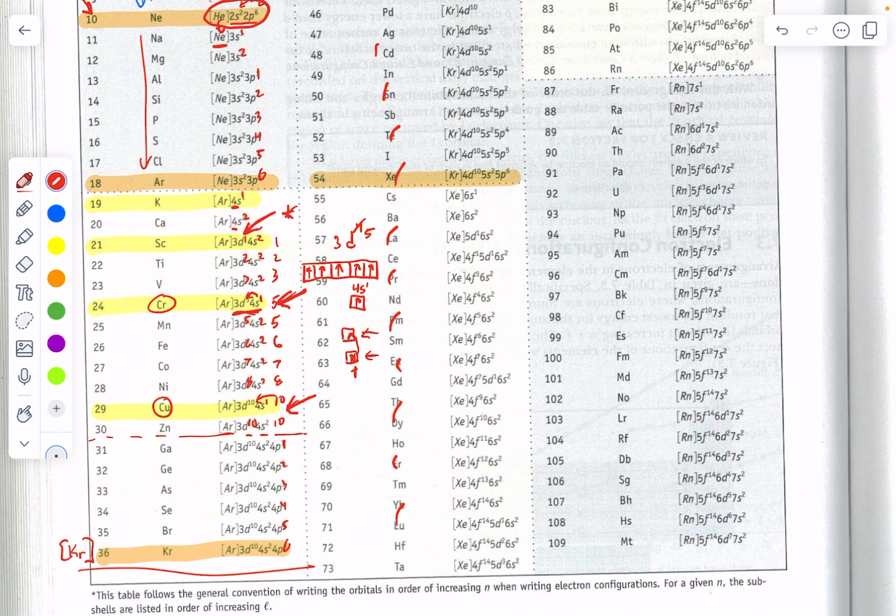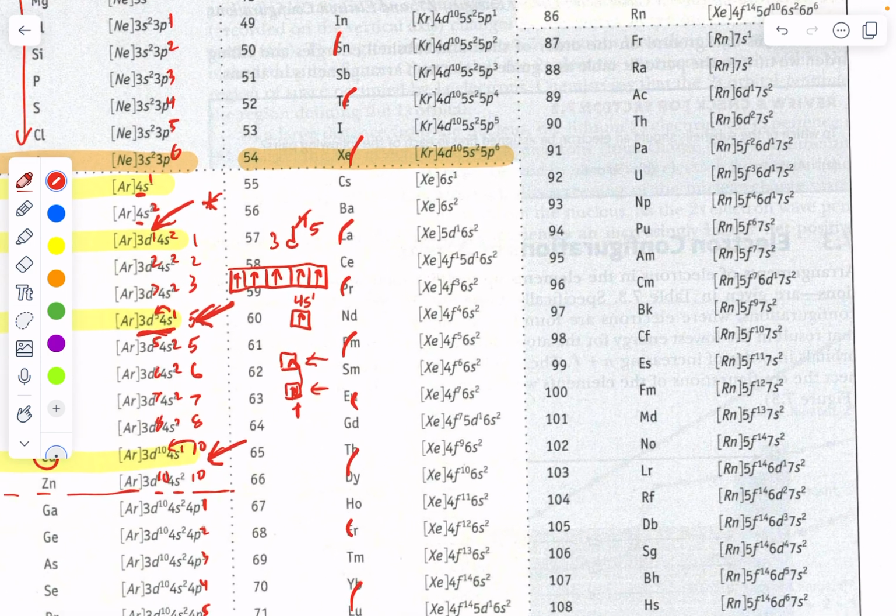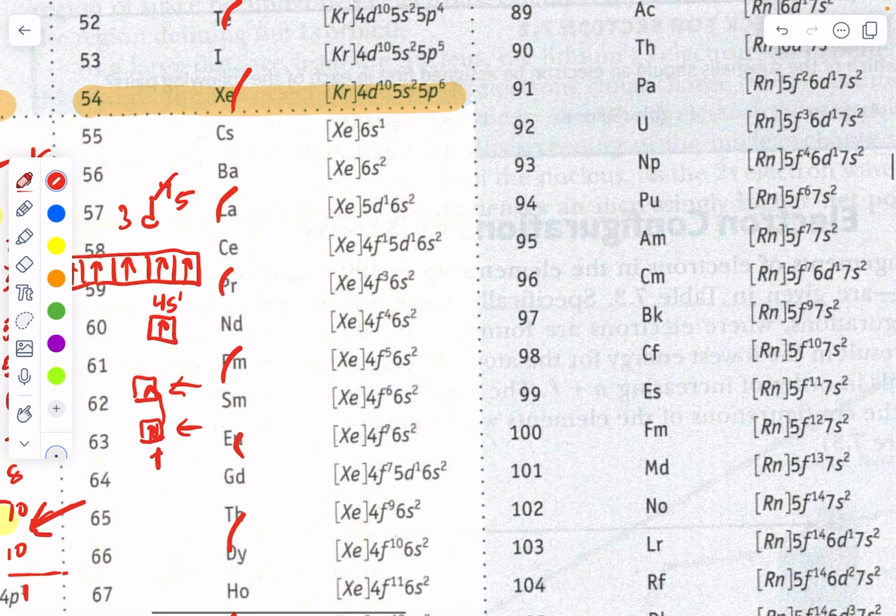Now, there is one other thing I want to point out from this chart. And so I'm going to randomly pick, let's say, the element cerium right here. And please notice that even though the 6s is filled up before the 5d and the 4f, we still write the 4 there, the 5 there, and the 6 there. Now, that's not always true. Sometimes they will write it in the order in which it's filled.